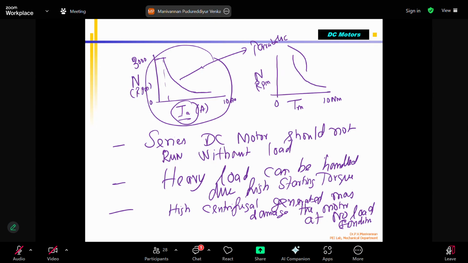So you cannot drive high loads at high speed with a series motor. So a light load you can drive even at high speed. But if you want to drive a high load, you have to go for a shunt motor because it can carry heavy load also.